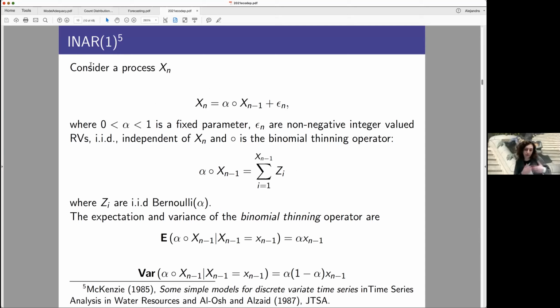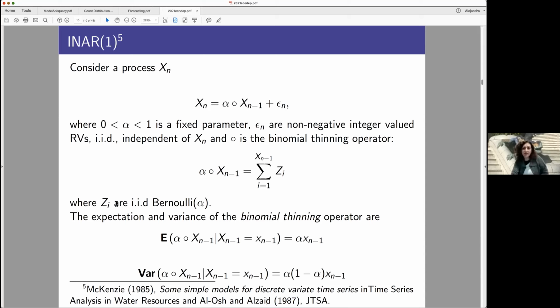These processes were defined more or less at the same time by McKenzie and by Alosh and Al-Osh. The problem is that Alosh and Al-Osh published in the Journal of Time Series Analysis, and McKenzie wrote it down in Time Series Analysis in Water Resources. So nobody read McKenzie's paper until these people rediscovered it.